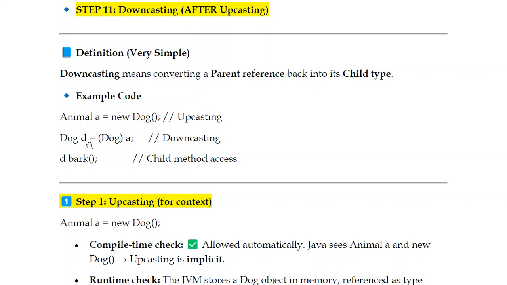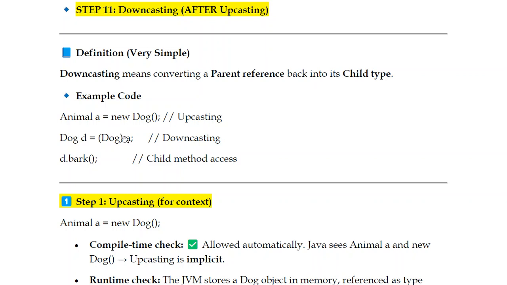See here, line number one you can easily understand. This is called upcasting: a parent reference referring to the child object. This happens implicitly. I told you the child class object will be stored in the parent class reference. Next, downcasting, as we already mentioned, means converting the parent reference back into its child type. That is typecasting, and we are going back to the child type.